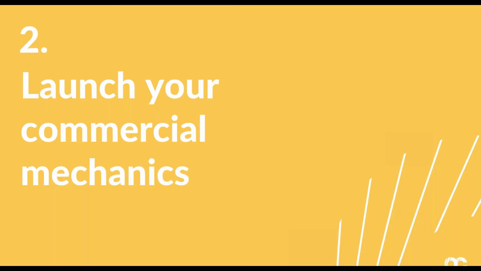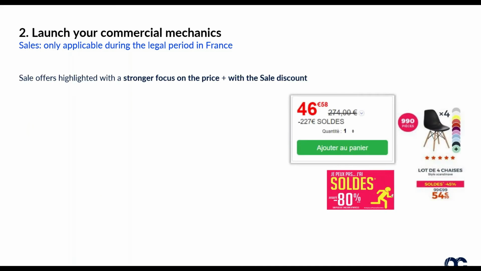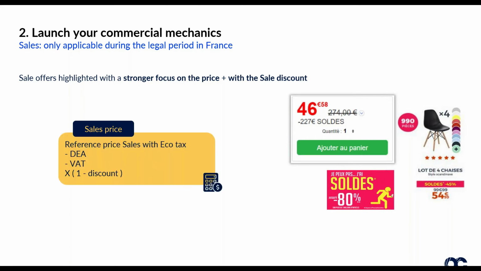So once your product sheets are optimal, you can launch your commercial mechanics. For sales, this commercial mechanic is only applicable during the legal period of sales in France. So the sale discount is represented on your product page by a crossed-out price tag and a sales discount like this on the images. The sale price is calculated as follows: the sale reference price with eco-tax less DEEE less VAT, multiplied by 1 less the discount percentage you want to apply to your product.